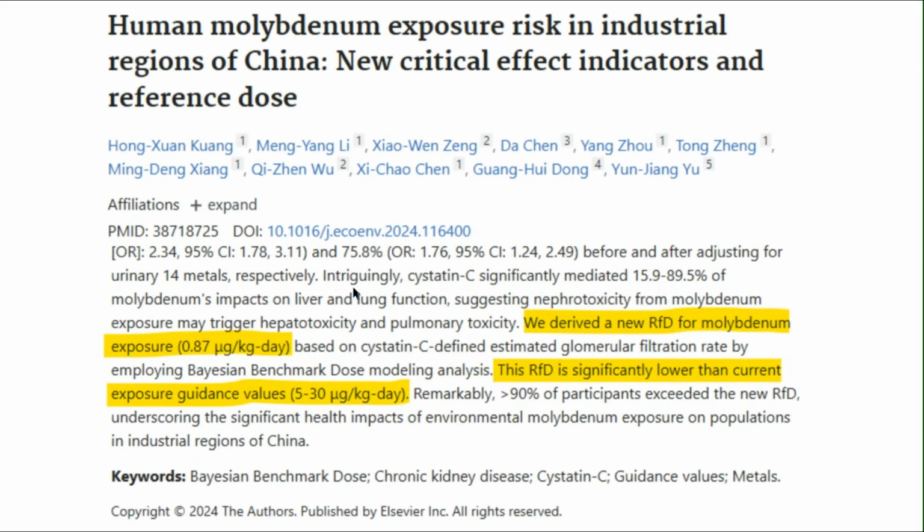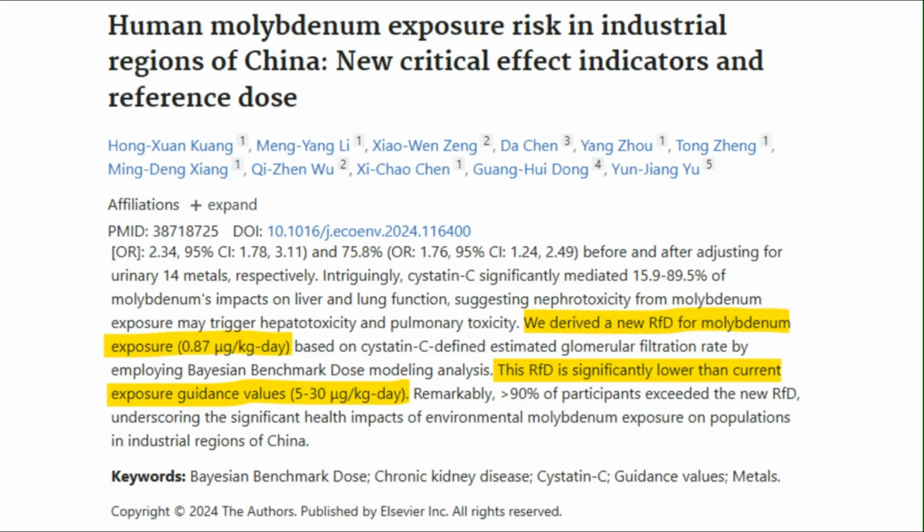How much molybdenum is safe long term? Now, if you're actually supplementing molybdenum at high dose to try to reverse sulfite toxicity issues, will it cause any damage if you continue for a very long time? Well, this study in China showed that there's nephrotoxicity from molybdenum exposure, and it can trigger hepatotoxicity and pulmonary toxicity. So what they're saying is that first the kidneys go, and then the liver, and then the lungs.